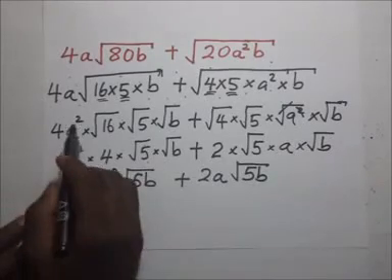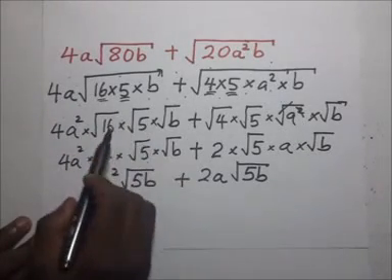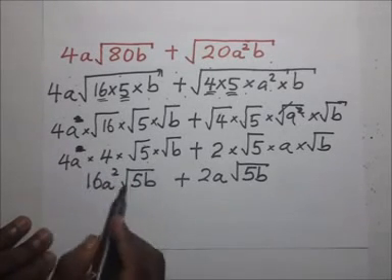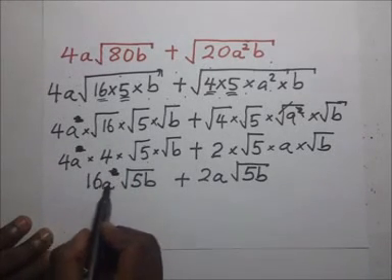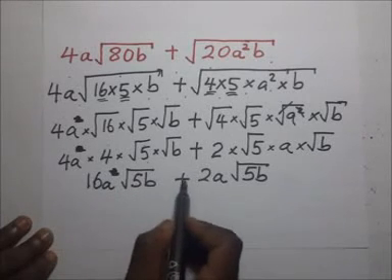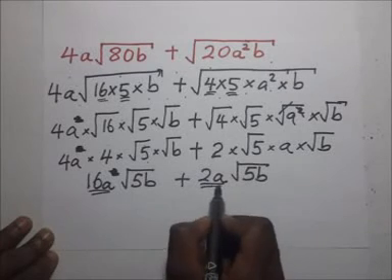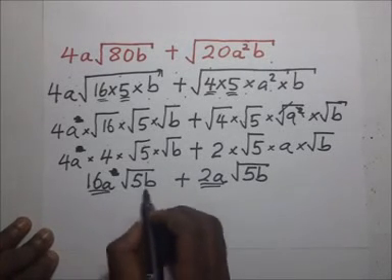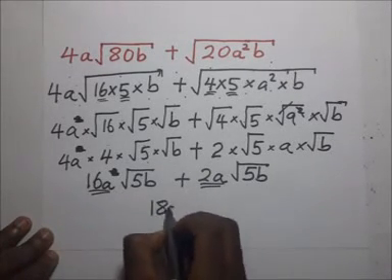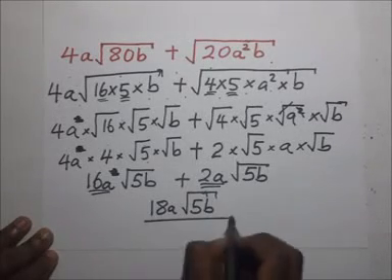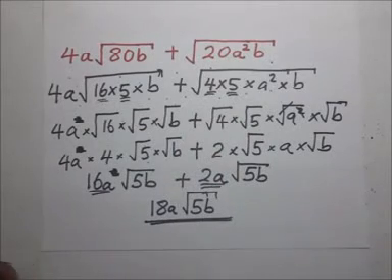Okay, now this square is not supposed to be here. From this point, this is not supposed to be right there. It's an error. So we have 16a times root of 5b plus 2a root of 5b. So 16a plus 2a is going to be 18a times the square root of 5b. And that's the simplification.